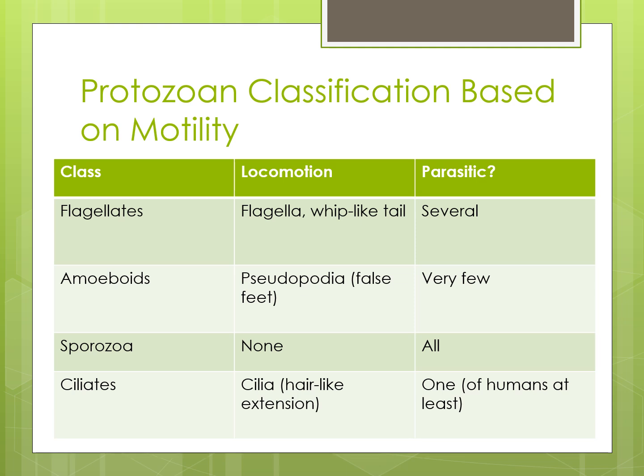Next is sporozoa. These guys do not have locomotion, and all are parasitic. And then we have ciliates. Shockingly, these guys have cilia, those little hair-like extensions, and at least one is parasitic, to humans at least.